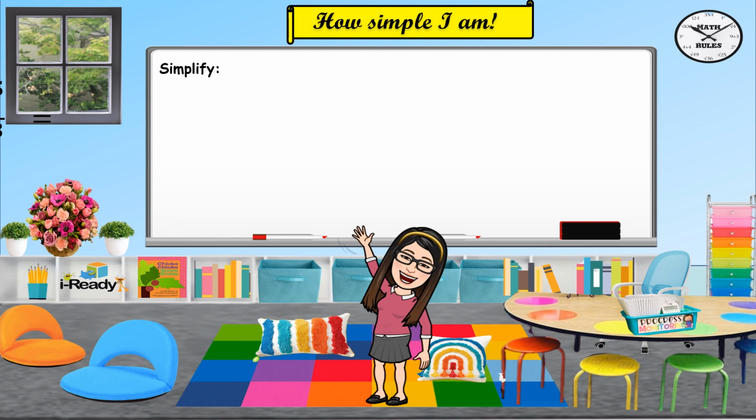Alright, now let's simplify. So, we're going to simplify x raised to the fifth power all over x raised to the third power. By quotient of powers, you just subtract the exponents, diba? So, meaning, magiging sagot mo lang dito ay x raised to 5 minus 3. So, just simply x squared, diba?